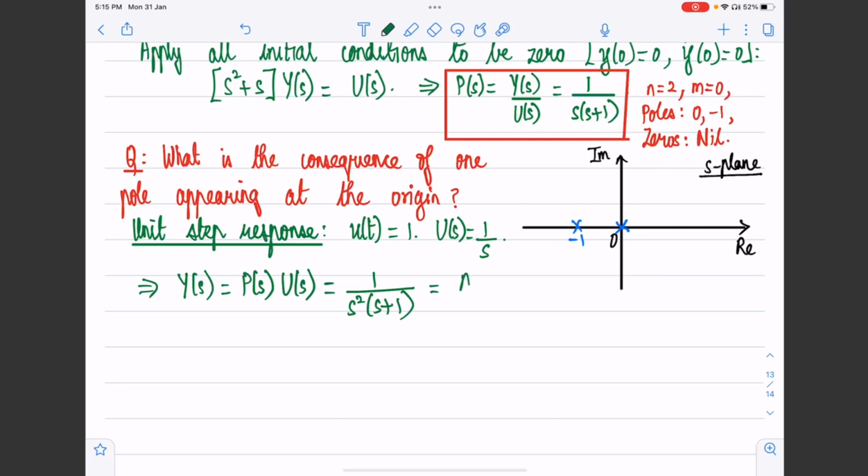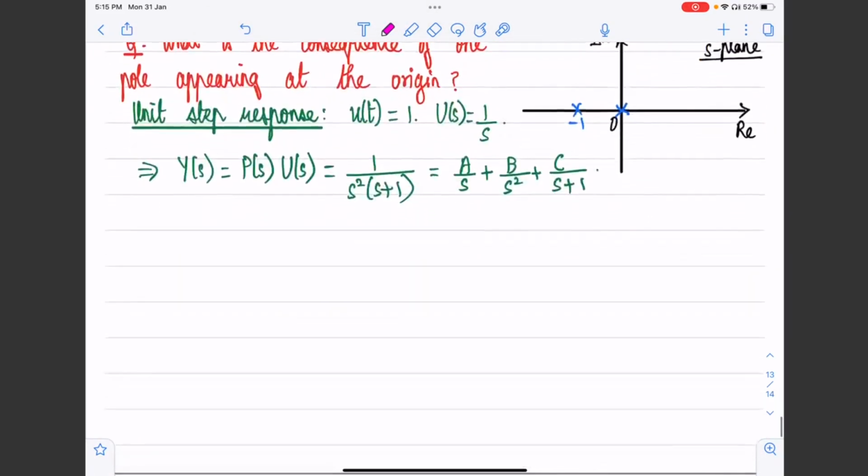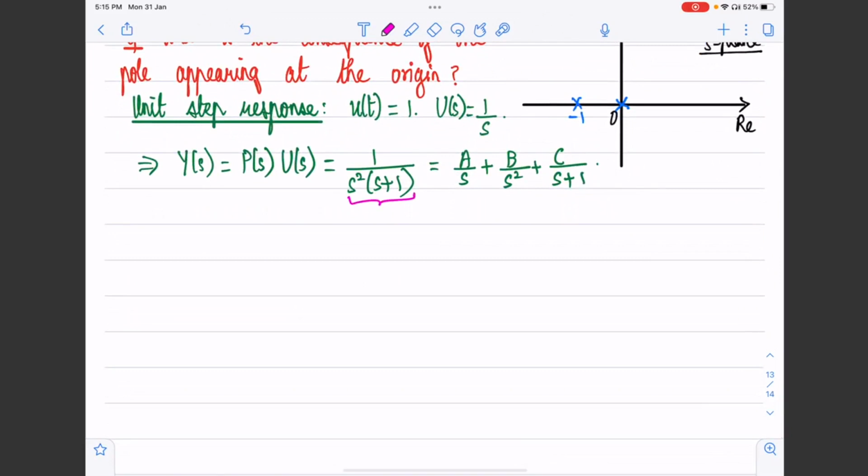The partial fraction expansion for this is A by s plus B by s squared plus C by s plus 1. How did we get here? Because s is a repeated factor, we can write the denominator as s times s squared. Just as an aside, whenever we have an nth order factor in the denominator, the numerators in the partial fraction should be one order less.